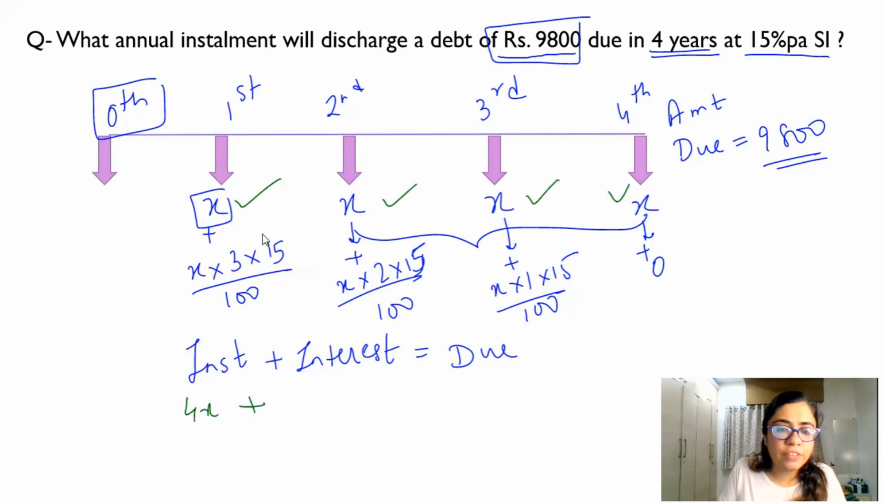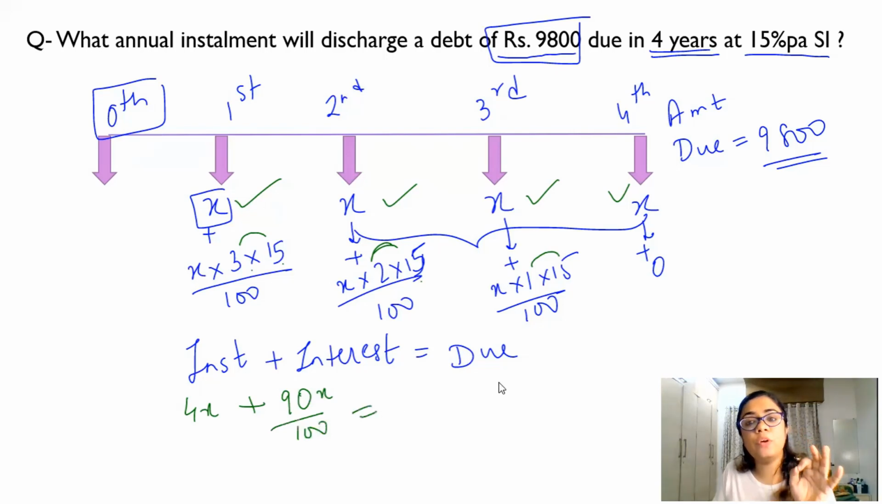So you can just calculate: 15 threes are 45, 15 twos are 30, 15 ones are 15, right? So 45 plus 30 is 75, 75 plus 15 is 90. So that will become 90x upon 100. That is equal to your amount due, which is rupees 9,800.